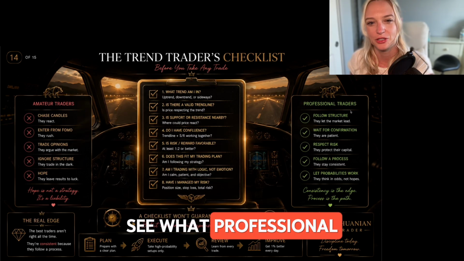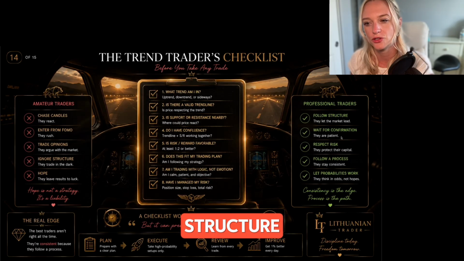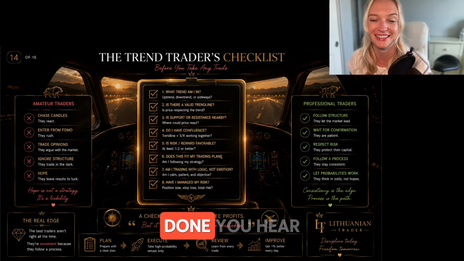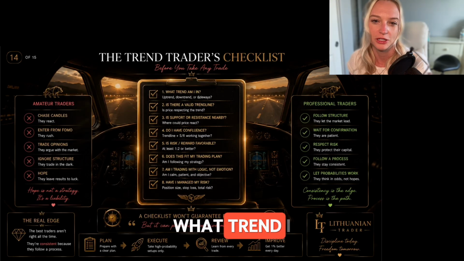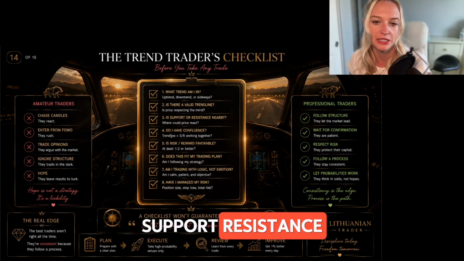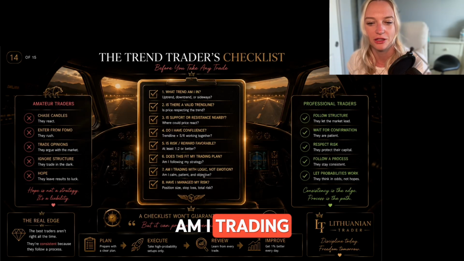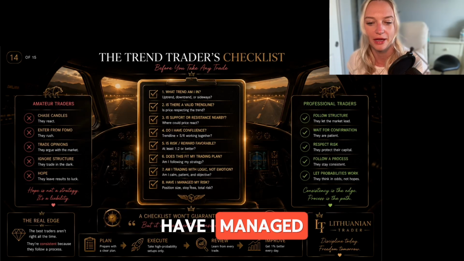But let's see what professional traders do. They follow the structure, they wait for confirmation, they respect the risk, they follow a process, and let probabilities work. Easier said than done. You hear me say that a lot. What trend am I in? So that's your checklist. Is there a valid trend line, support, resistance, confluences, risk? Does this fit my trading plan? Am I trading logically or emotionally? Have I managed my risk?